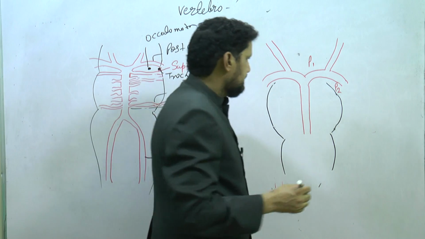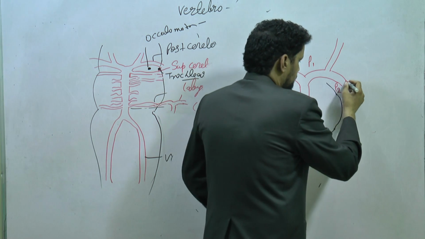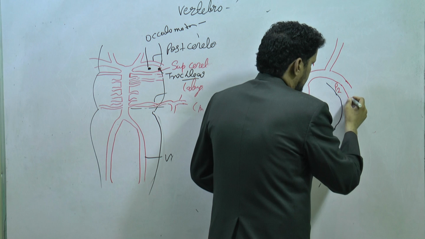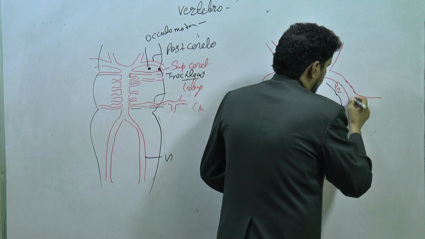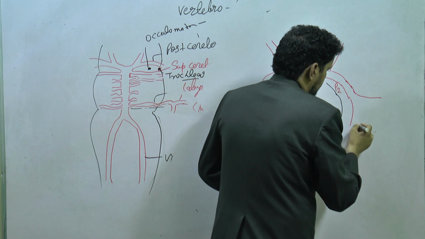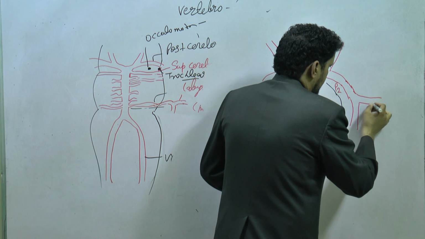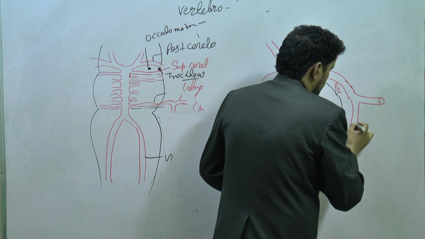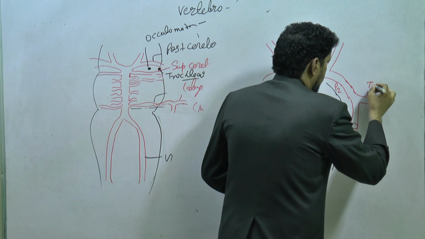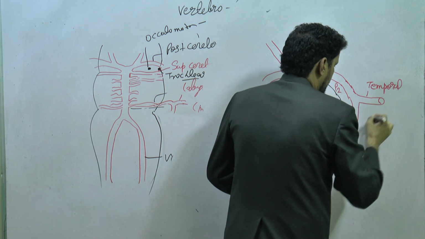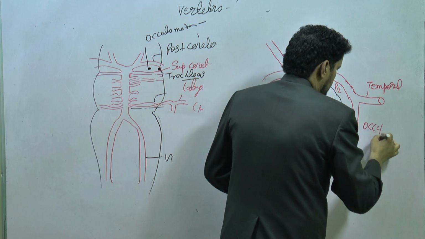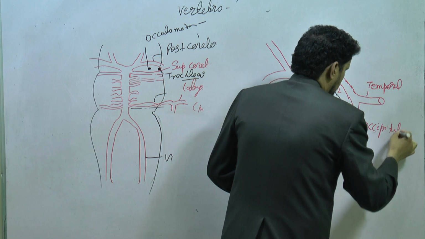So the artery is running backwards and laterally, and in this part, in the tentorial part, dividing into temporal branches and the occipital branches.